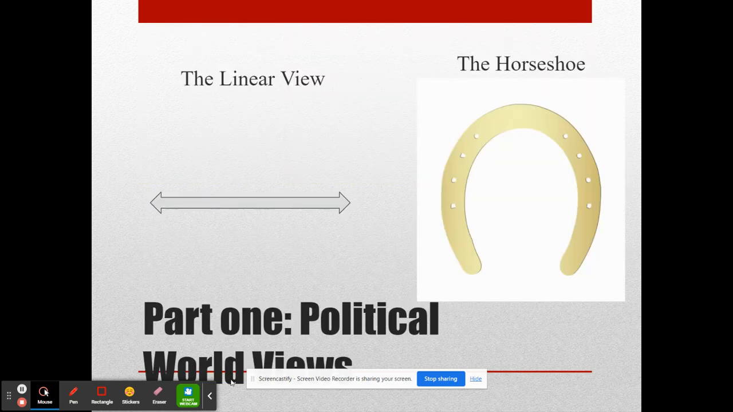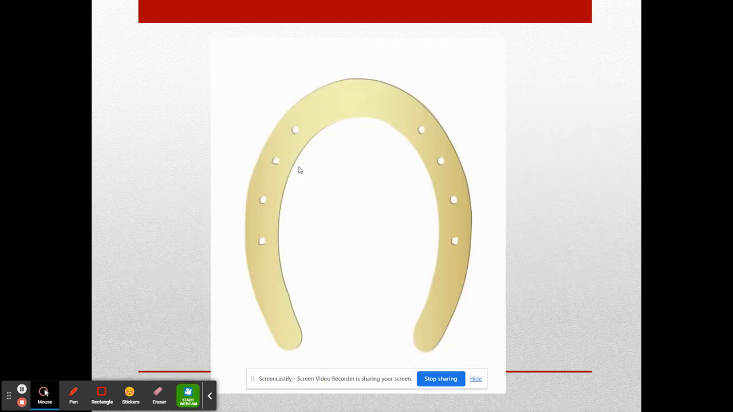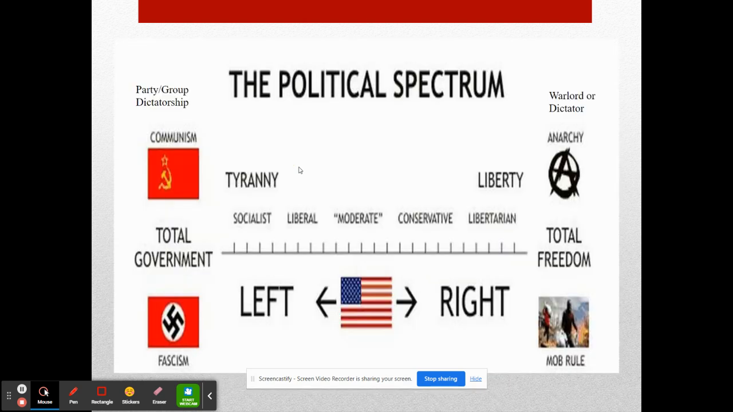There are two ways of looking at it: the linear view and the horseshoe model. We're going to cover each of these briefly. I gave you these two handouts. They are available on the Google Classroom community.